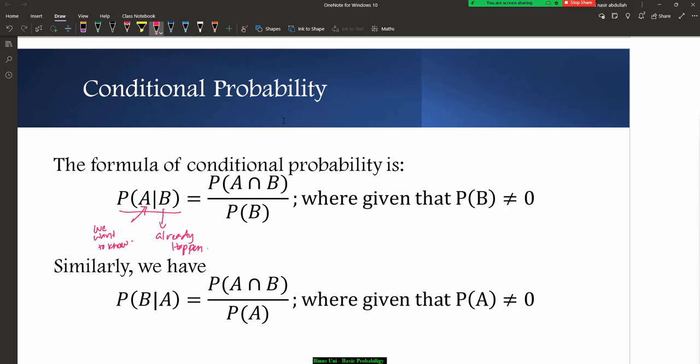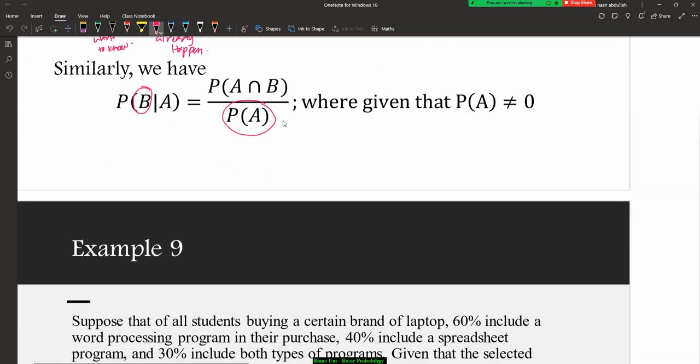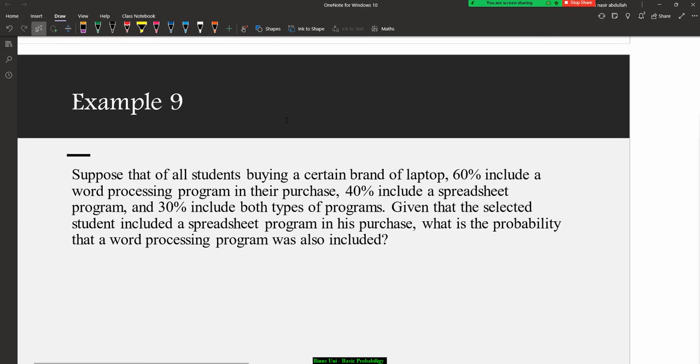Similarly, we have probability of B given A. Probability of B given A means that A has already happened, and we are interested to know the probability of B, given that A has already happened. So it is equal to probability of A intersect B divided by probability of A, where A has already happened, so there should be a value for probability of A. Let's look at example number 9.